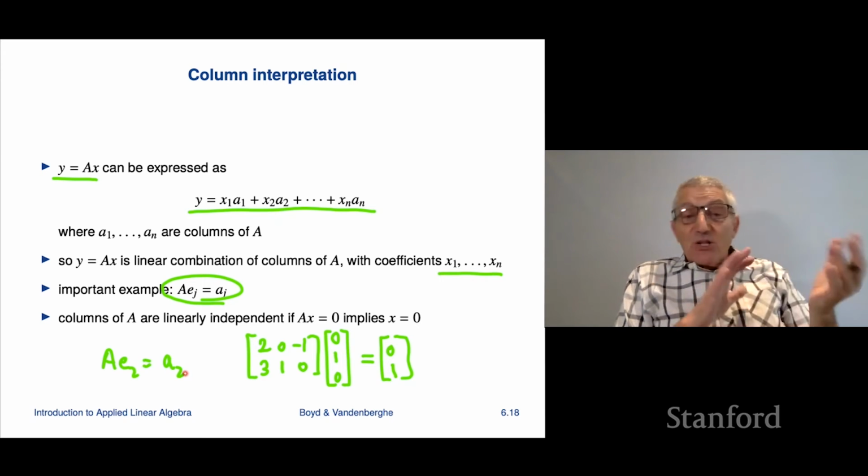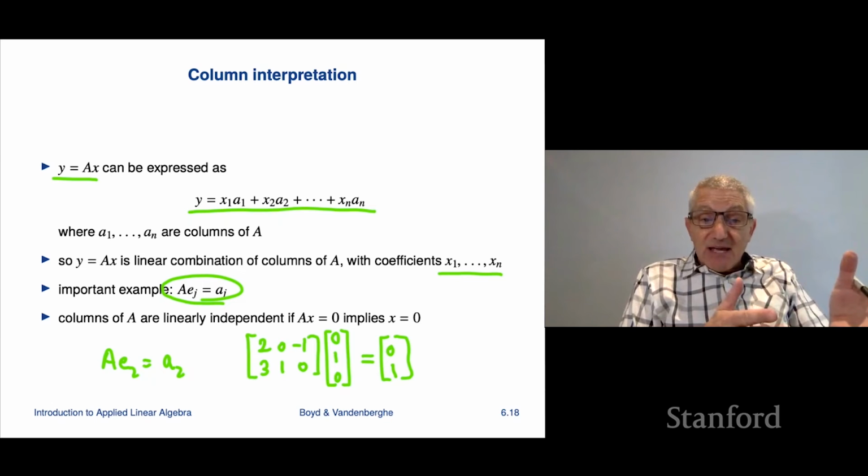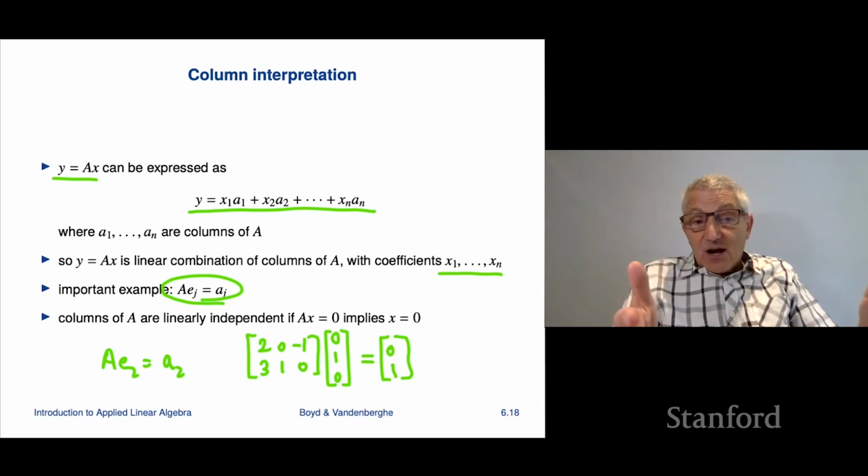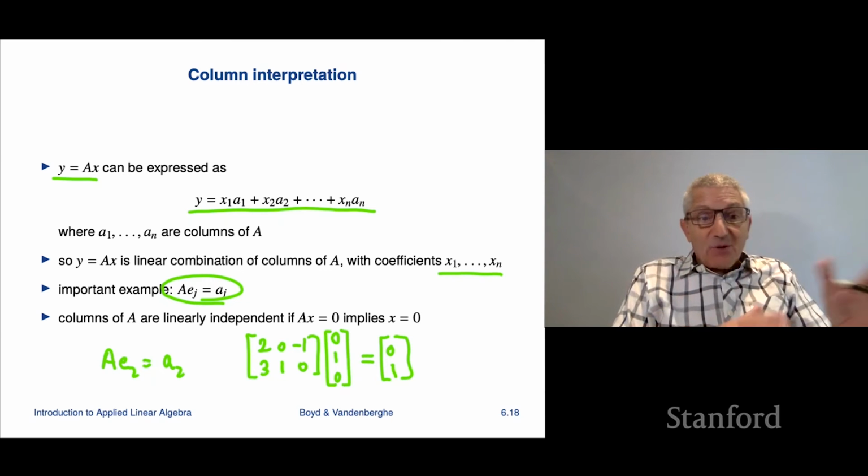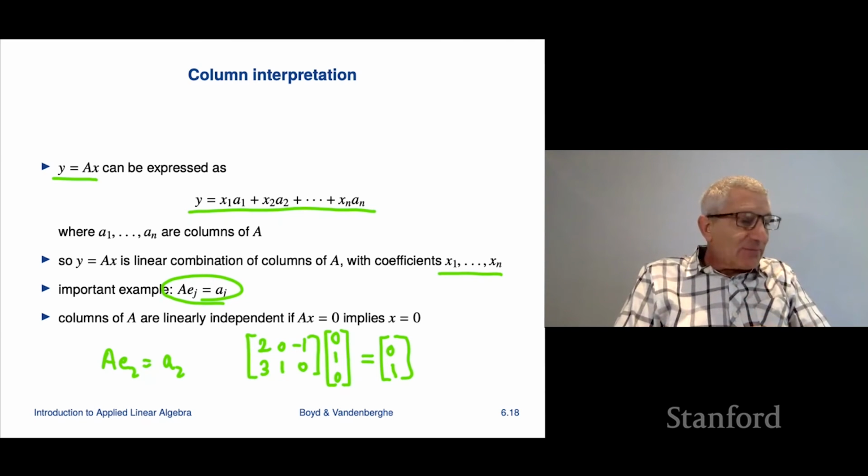And we're going to use this both ways. If you multiply a matrix by a unit vector, you're picking out a column. Also, sometimes the interpretation will go the other way.